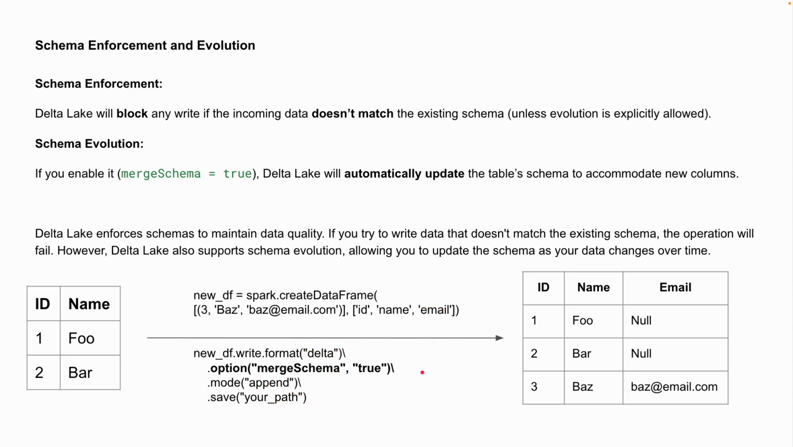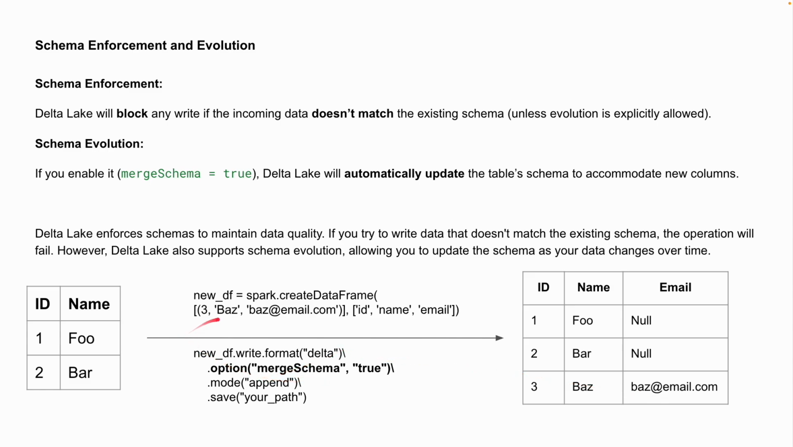So basically you are enforcing the schema here, right? And yeah, this is basically an example of schema enforcement and evolution. If you think about what happens to the old data, the other values will be null, and the new entry will have this data. So this is one option, merge schema.